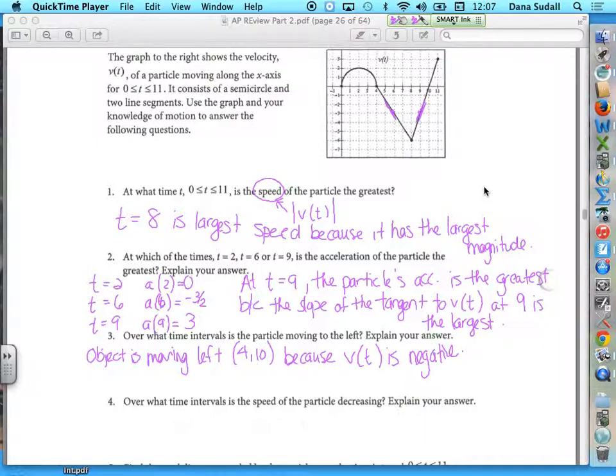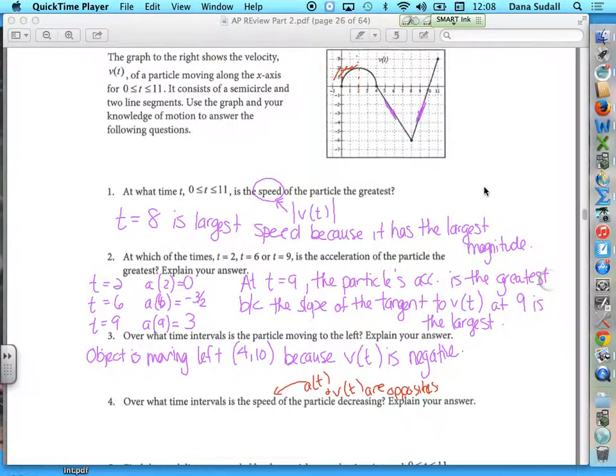And then number 4, on what intervals is the speed of the particle decreasing? Explain your answer. So speed, we said, would be decreasing when a of t and v of t are opposites. So v of t is just where the graph is positioned, above or below. A of t is going to be the slope of the tangent line. So let's start in this first interval. If I go from 0 to 2, the velocity is positive because it's above the x-axis, and the slopes of the tangent lines there are also positive. So the same sign, so the particle would be speeding up there, increasing.